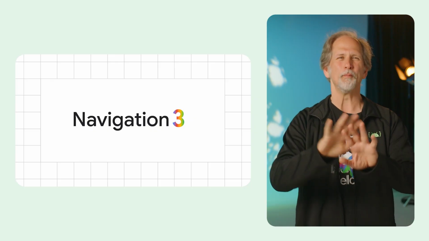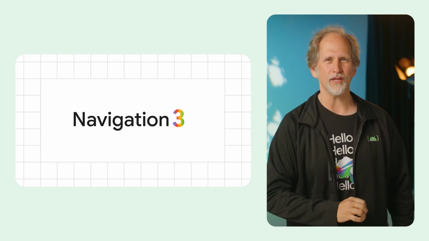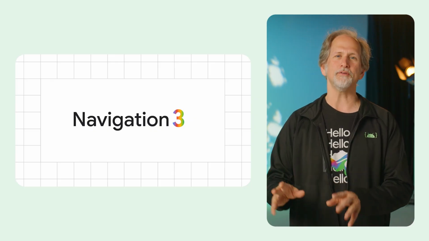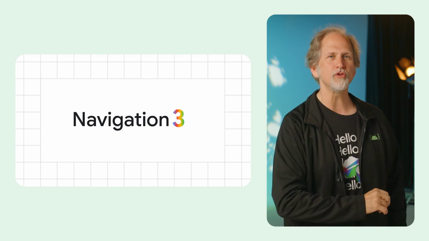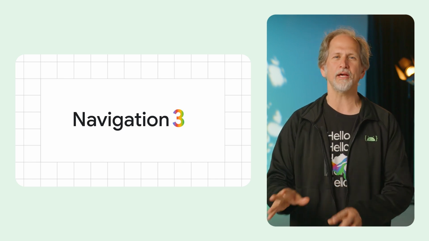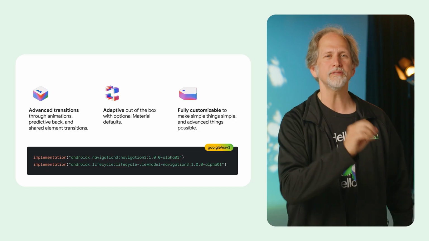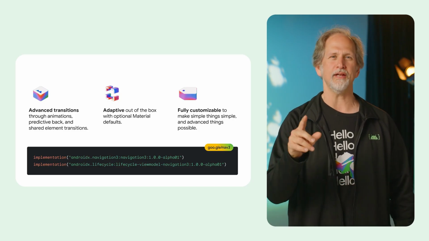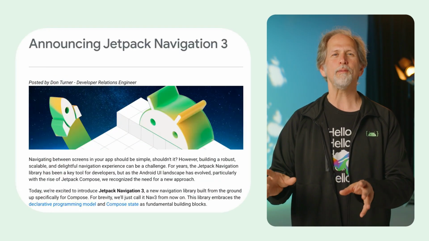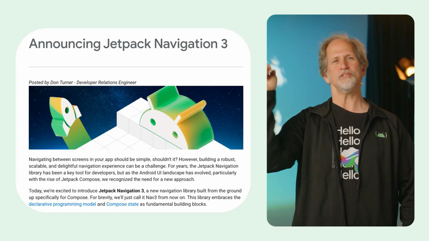Navigation 3 is a brand new Compose-first navigation library, now in alpha, that's designed to give you greater control while simplifying building complex navigation flows. It's fully customizable, with built-in support for advanced transitions and adaptive apps. To learn more about Navigation 3, head over to the Jetpack Navigation 3 post.